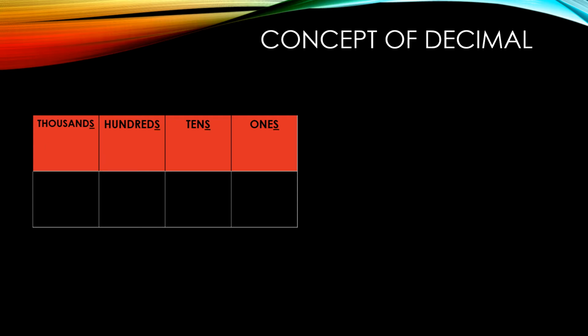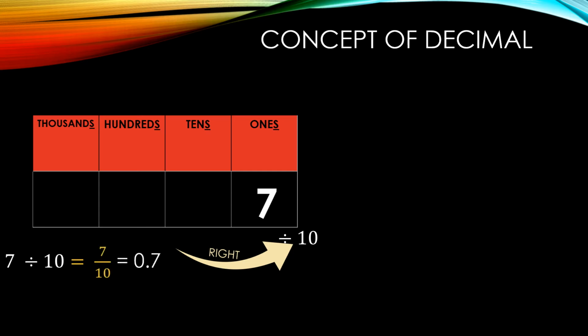Let us start with the concept of decimal. Arrange number 7 in the place value chart. If we multiply 7 by 10, we get 70. We observe that when we multiply 7 by 10, 7 jumps one column to the left. If we divide 70 by 10, we get 7. Again we observe that when we divide 70 by 10, 7 jumps one column to the right. Let us divide 7 again by 10.